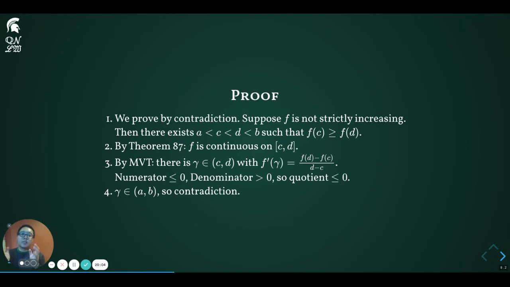This would mean that there is some gamma between c and d, where the derivative is equal to the total rise over total run. But now since f of c is at least f of d, the numerator must be non-positive, and the denominator, however, is positive since d is greater than c. And so the quotient is non-positive. This then contradicts our assumption that f prime is always positive.